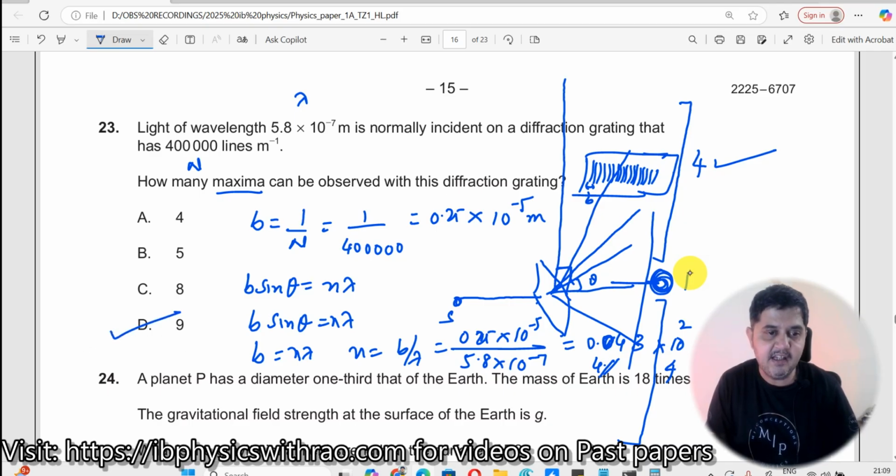99% of the students who attempt this problem get the answer 4, and immediately they say, sir, I have got the answer, I'll mark this. Okay, it is incorrect.